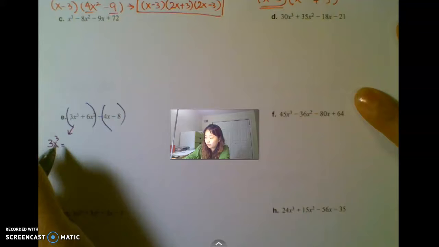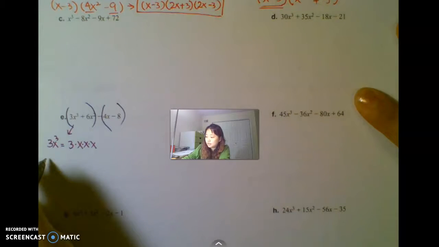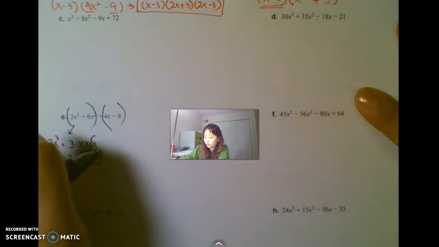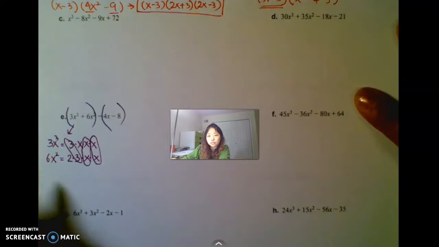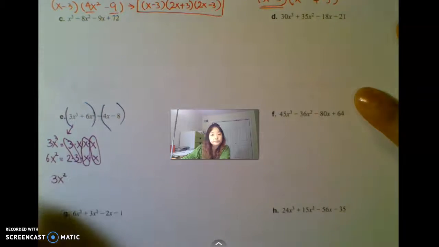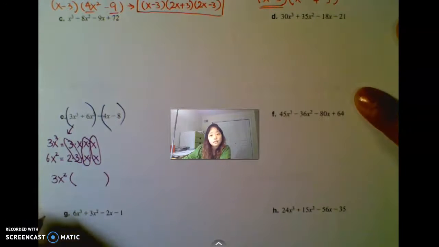3x cubed, that is 3 times x times x times x. 6x squared, 6 is 2 times 3, and x squared is x times x. Now, what are the common factors? They both have x's, the other x's, and they have 3. So the greatest common factor is 3 times x times x, which is 3x squared. Right? So what's left?